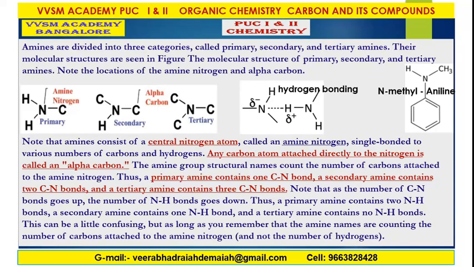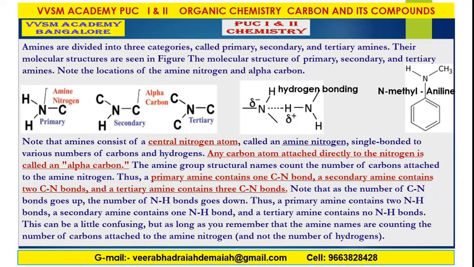Any carbon atom attached directly to the nitrogen is called an alpha carbon. Suppose there is a carbon atom in an organic molecule. If the carbon atom is attached directly to the nitrogen, then that carbon is called alpha carbon.